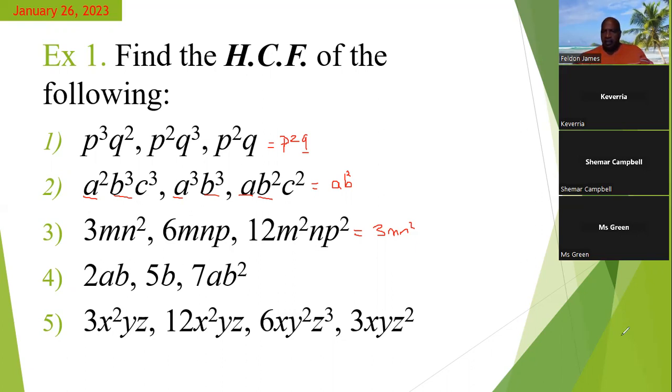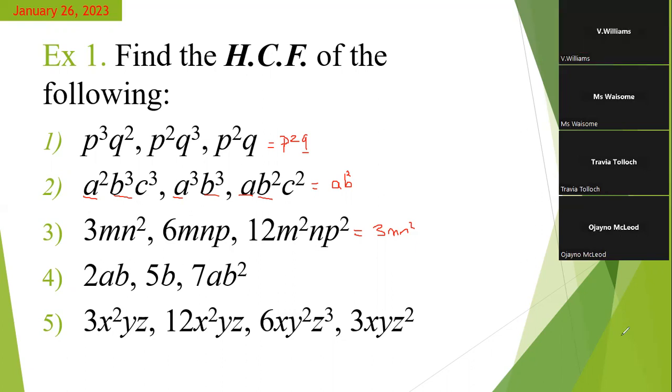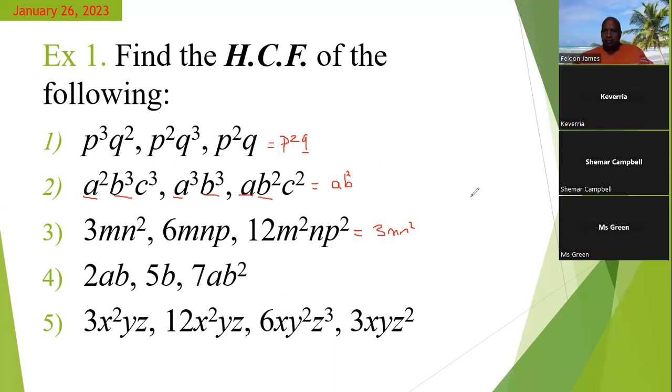All right. Let me ask, did I ask Ms. Green? Are you in agreement with Ms. Cavero? Yes, sir. Ms. Williams, are you in agreement, Ms. Cavero? Yes, sir. Let us check.